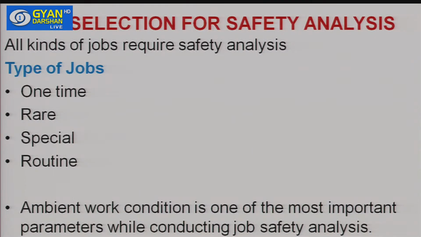And the fourth one, which all of us may be knowing, is the routine type of job that is going to take place every day. So that comes on the priority list as number 4. And we also have to see the ambient work condition, because it is one of the most important parameters while conducting job safety analysis, meaning what kind of surroundings the personnel is working in.